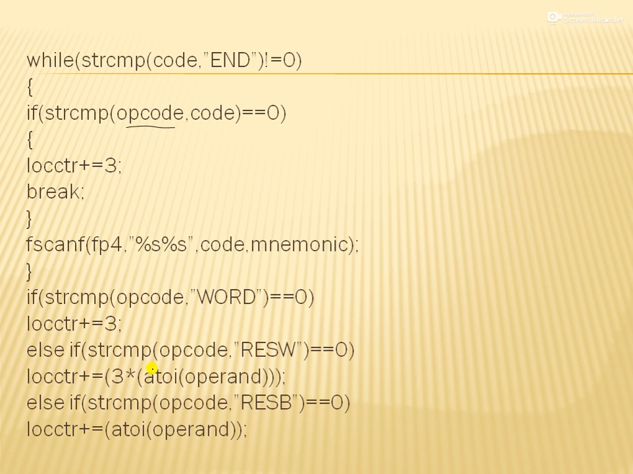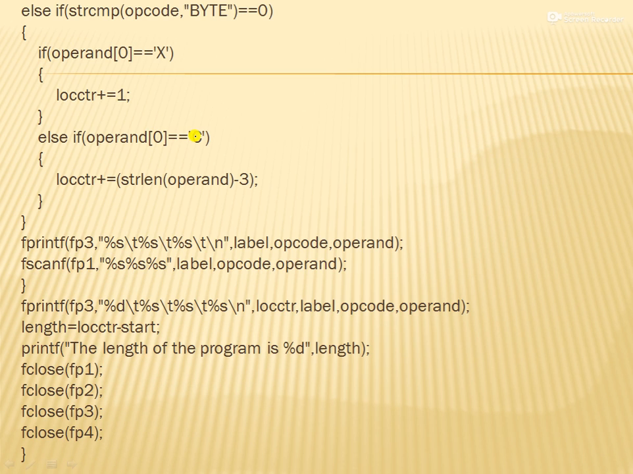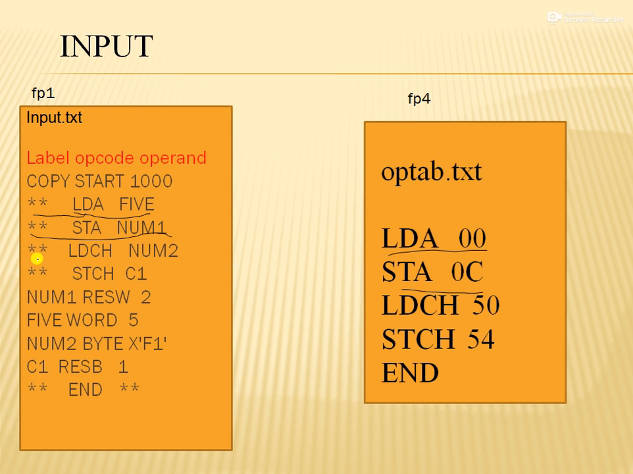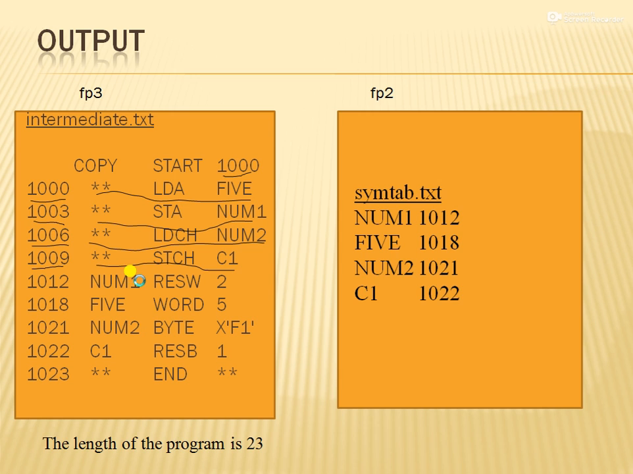Then all these conditions are actually false, and you can see that the label opcode operand can be printed as such into the intermediate text. So star STA num1. Okay. So for the next case also the same condition is repeated, that is 1006. The location counter value is incremented, and the 1006 value is printed. Then after that this line will be printed. Then after that again the location counter value is incremented to 1009. Then this value is printed. So from the input file we have actually read till these, that is LDCH and STCH. For all these the intermediate text is generated.